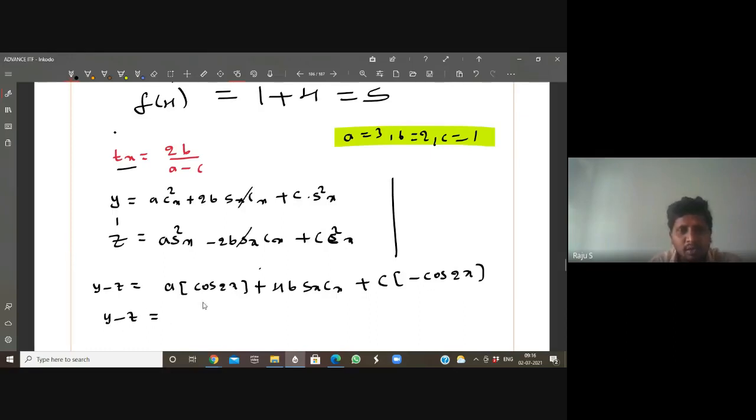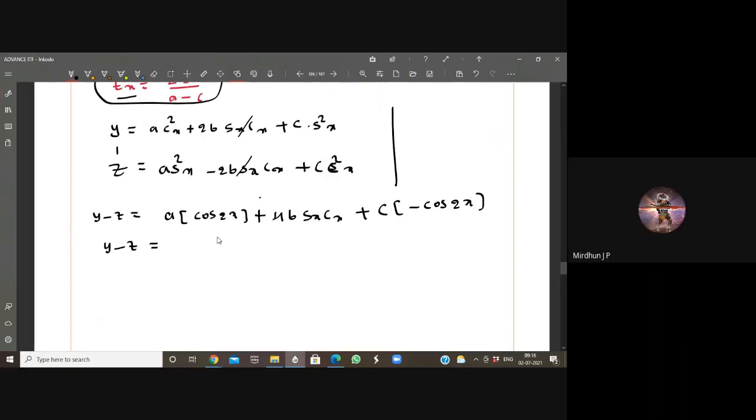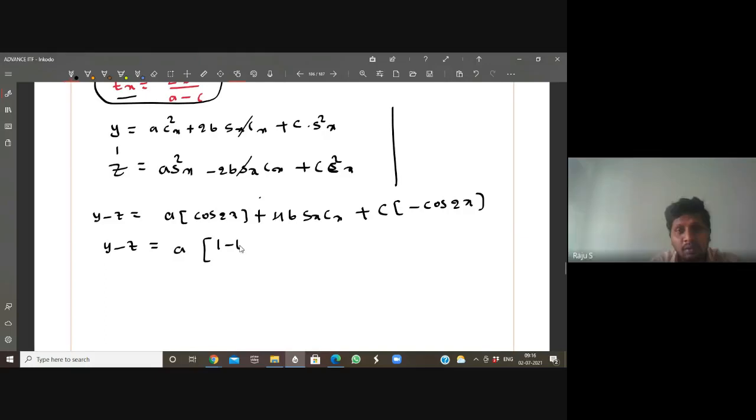So y minus z is equal to, again, see, tan x is given. This cos 2x you can write in terms of tan x. Is there any formula for that? Yes, sir. 1 minus tan square by 1 plus tan square. Plus here it can be written as 2b times 2 sin x cos x, which is sin 2x. Am I right? 4b is there, 2b, 2 I am taking inside, 2 sin x cos x is sin 2x. Plus into minus, here you should write minus of c into, again, 1 minus tan square x by 1 plus tan square x.